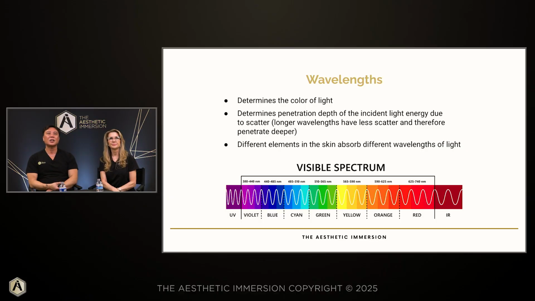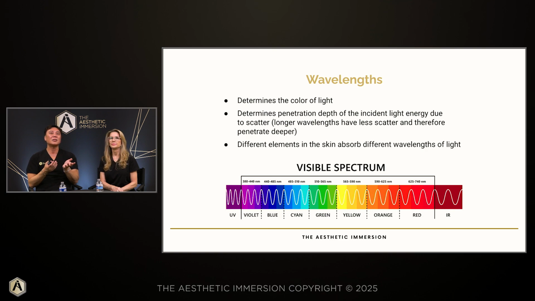So wavelengths, they determine the color of light, and you can see from 380 to 440 is the violets, and your blues are 440 to 485, all the way to your reds, which is 625 all the way to 740s. And so this will determine depth of penetration, as far as how the energy scatters. So the longer wavelengths of light have less scatter and therefore can penetrate deeper.